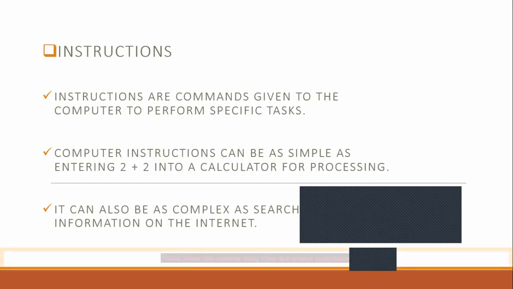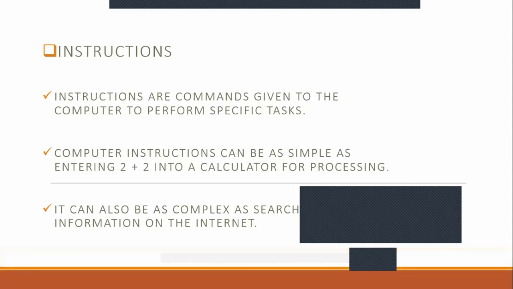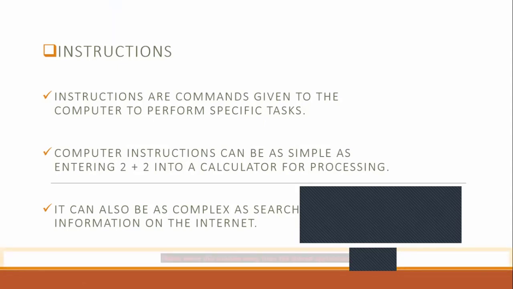So let's get to understand what instructions are. Instructions are commands. They are basically commands that are given to a computer to perform a specific task. Computer instructions can be as simple as entering 2 plus 2 into a calculator for processing. When you punch 2, then plus, then another 2, and hit equal, it gives you a result of 4. That is a simple calculation that a calculator can do for you.